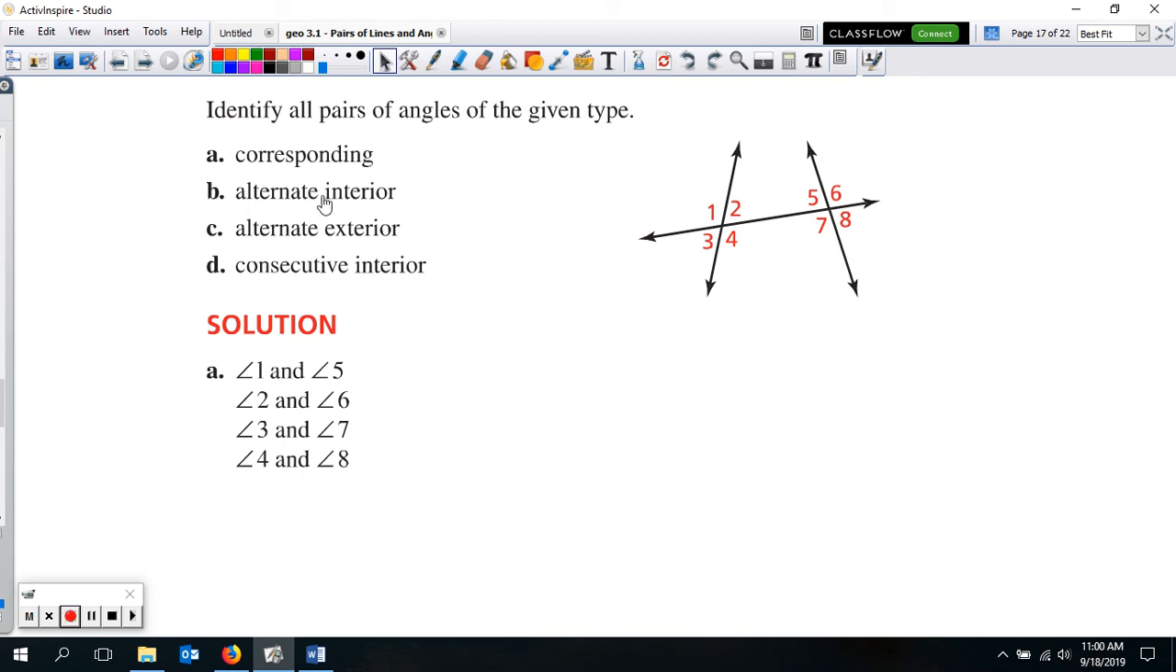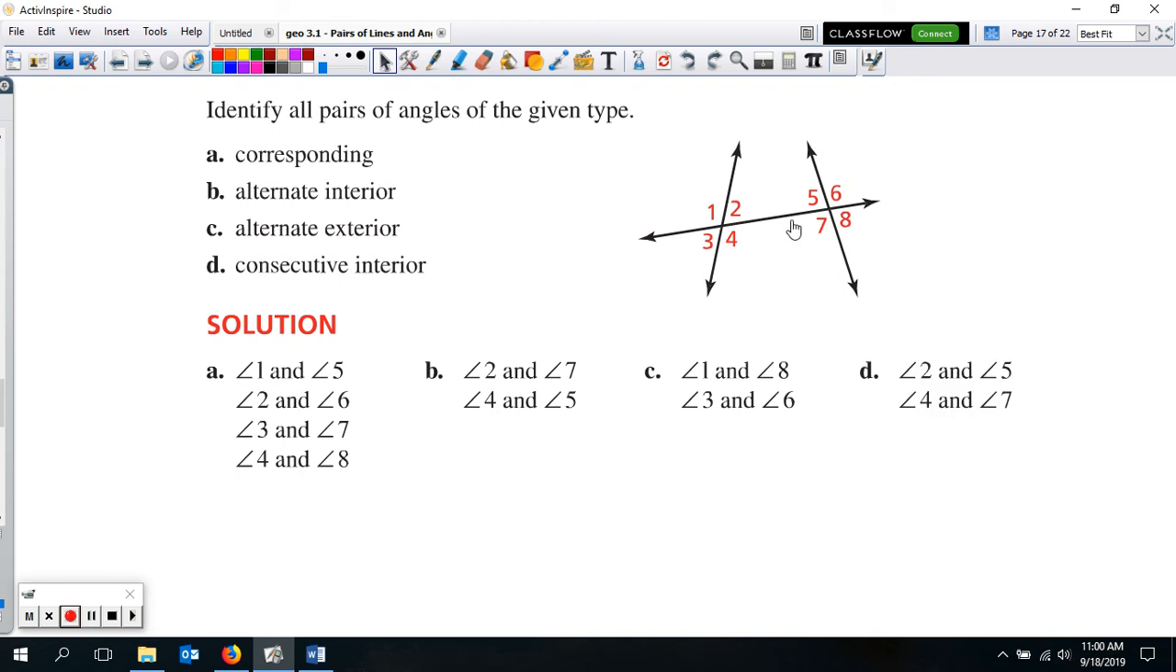Alternate interior. Those are only going to be 2 pairs. You can see there's 2 and 7, 4 and 5. So we're talking about on the inside, that's these numbers on the inside, 2, 4, 5, 7, and they have to be alternate. So 2 and 7 are alternate, 4 and 5 are alternate. Alternate exterior, so there's 2 pairs of those. Again, we're talking about the ones that are on the outside. So we're talking about 1 and 3 and 6 and 8, the ones that are on the outsides of these, but they also have to be alternate. So 1 and 8 are alternate, 3 and 6 are alternate. And then the consecutive interior, so we go back inside these here using the 2, 4, 5, 7, but now we're on the same side of that transversal. So 2 and 5 are consecutive interior, 4 and 7 are consecutive interior.